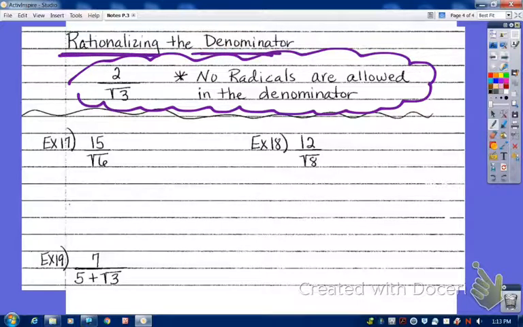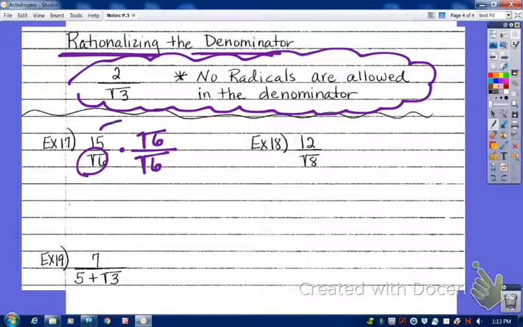So in example 17, I can't have the square root of 6 in my denominator. So what you're going to do is multiply the top and the bottom of your original problem by the square root of 6. If you have the square root of 2 in the bottom, you're going to multiply the top and the bottom by the square root of 2. That's going to get rid of the square root in your initial problem.